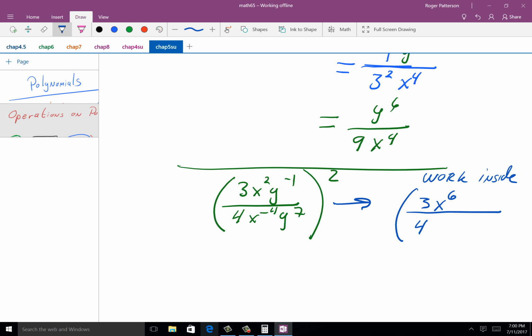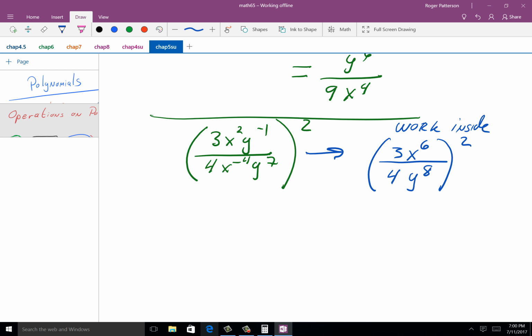-4 comes to the top. Gives me 6. Okay, now I'm going to do the same thing with a y to the -1. Y to the -1 is going to move to the bottom, but I already got 7 there, so I'm going to have y to what power would that be? 8. Okay, so I worked inside first. So I did what's inside the parentheses first, kind of like the order of operations.